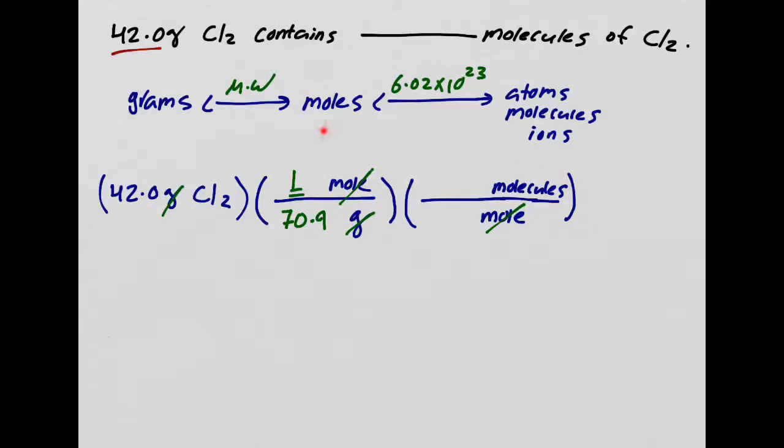Now, how do I go from moles to molecules? I use Avogadro's number. And I know I repeat myself so many times, but do listen. Avogadro's number is always for 1 mole. So 1 mole is 6.02 times 10 to the 23rd. So the moles cancel out, and this is what I end up with. You guys following me so far?